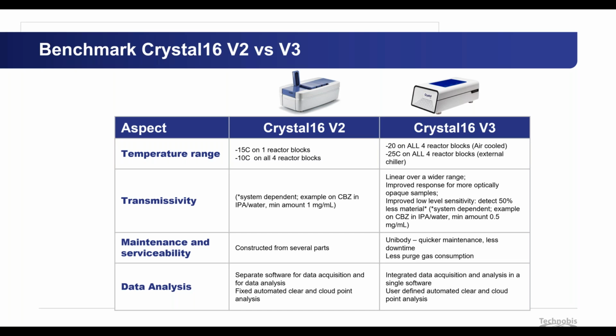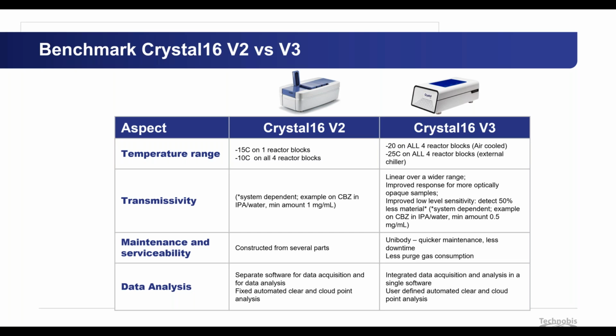Here is just an overview of what the Crystal16 is able to do, what I have just mentioned to you. The temperature reach of all 4 block reactors in parallel is minus 20 degrees, whereas before we were able to reach only minus 10 degrees. Temperature accuracy also: we were at about 1-2 degrees accuracy, and at this moment it is 0.5 degrees.